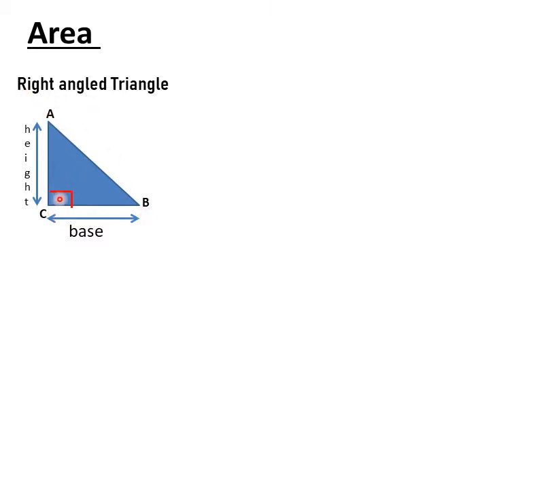In any given triangle, you have to identify the height and base. In a right angle triangle, first identify which is the 90 degrees and the two sides that form the right angle. One is the height and the other is the base. In this triangle, the height is side AC and the base is side BC. You can say it as BC or also as CB.